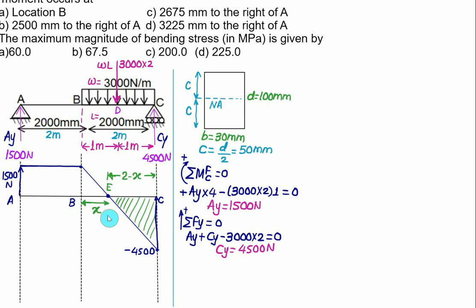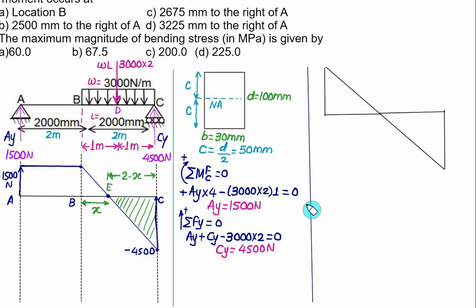Now these two triangles are similar triangles, so we can use the property of similar triangles. The height of this triangle is 1500, base is equal to x. Height of this triangle is equal to 4500 and base equal to 2 minus x. I have drawn this triangle separately here. This point is the same as point B, this point is E, and this point is the same as C. This distance is x, E to C is 2 minus x. This vertical height is 1500, and the height of this one is 4500. So we can use the similar triangle property.